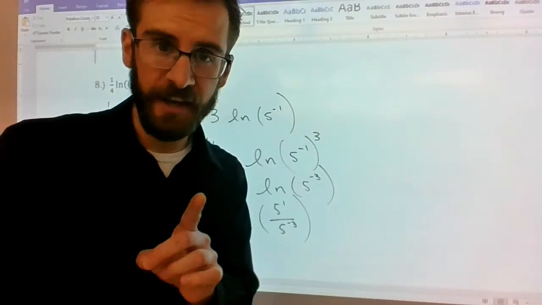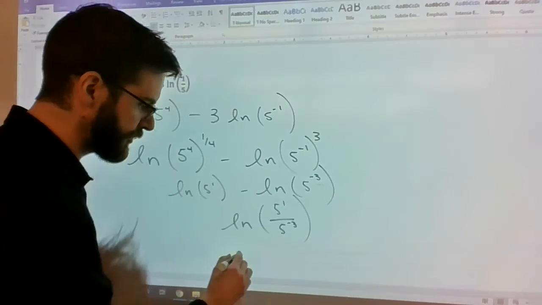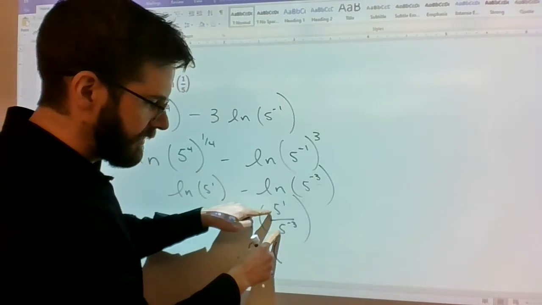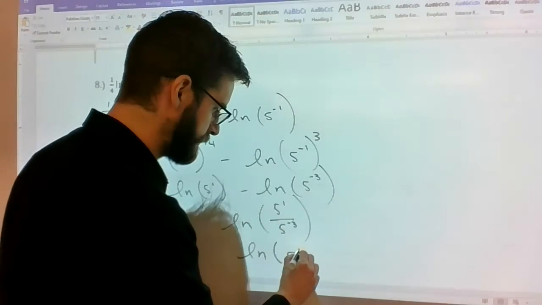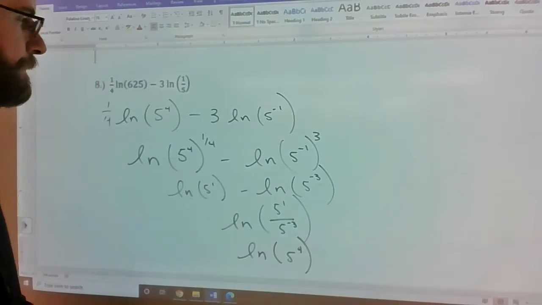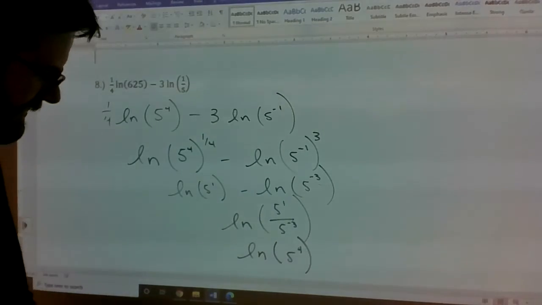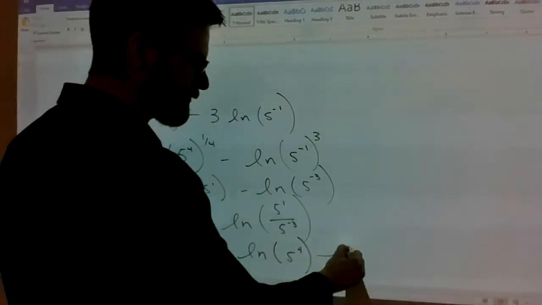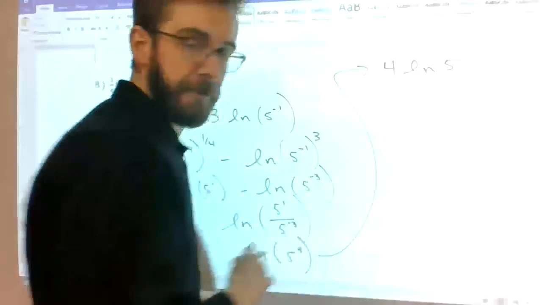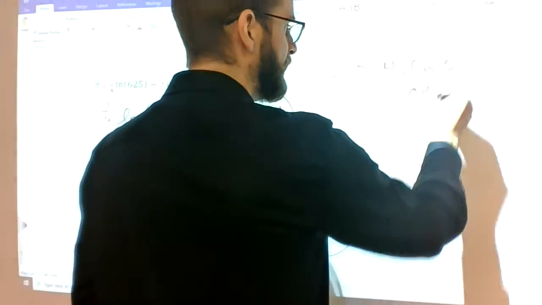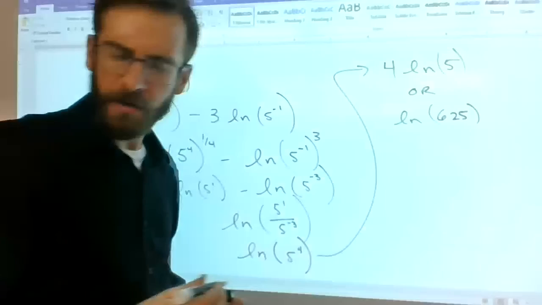And then I'm going to use my properties of exponents to recognize that if I'm dividing two powers of the same base, then I'm going to keep that same base and subtract: 1 minus negative 3 is 4. Is that right? I guess there's two different ways in which to express this. I could say that this is now 4 times the natural log of 5, or I could say it's the natural log of 625. This seems kind of off right now.